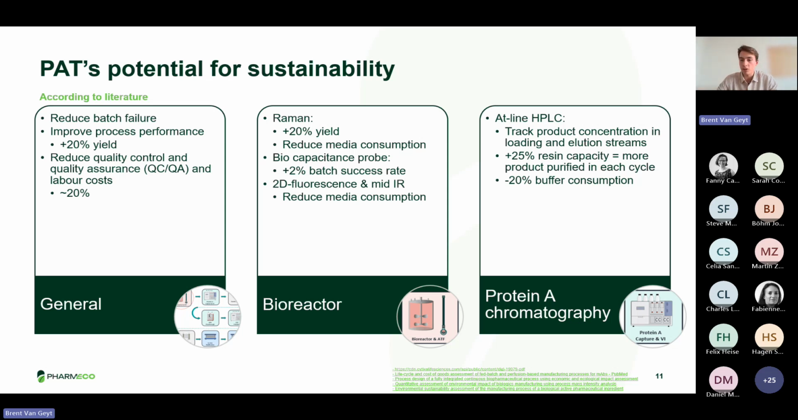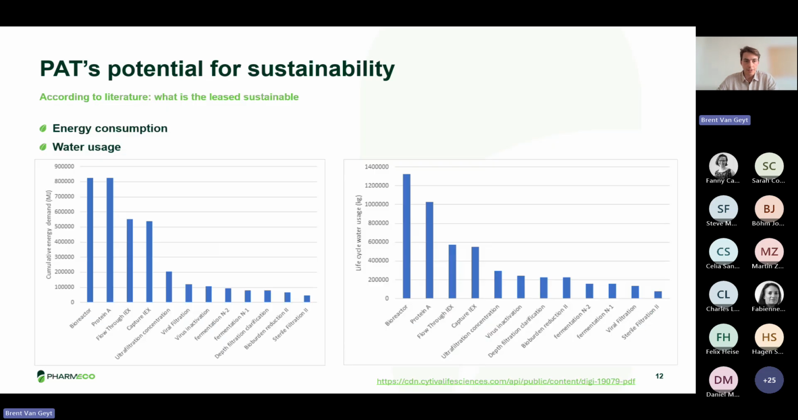Now, in the previous slide, I talked about all these different steps, and now I'm only showing two. You could ask, why are you doing that? The biggest reason is that when I also looked at literature, we first want to know what is the least sustainable step in the whole continuous line. And if we looked at literature, we saw that the bioreactor and the protein A chromatography were by far the least sustainable. This is according to energy consumption and water usage. So that's why we now in PHARMECO first start with those two steps, getting those more sustainable because they are the least sustainable, the biggest portion to aim at.